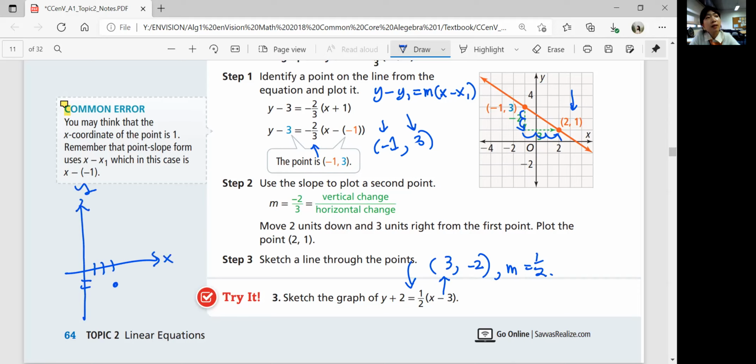Okay. And then you're going to use your slope. Go up 1 and then go over 2. They're both positive. So this is your next point. Go up 1 again, go over 2. That's your next point, right? So if you want to draw more points, that's fine, okay? But that's your (3, -2). And then you have (5, -1). You have (7, 0), okay? Plot your points.